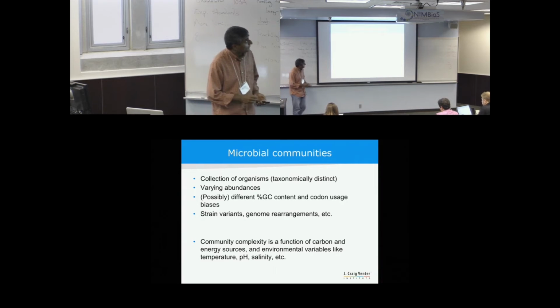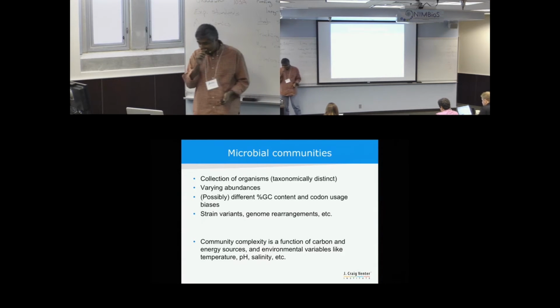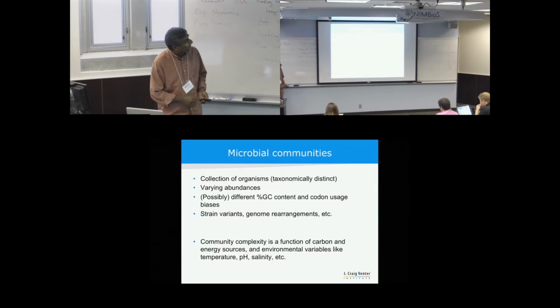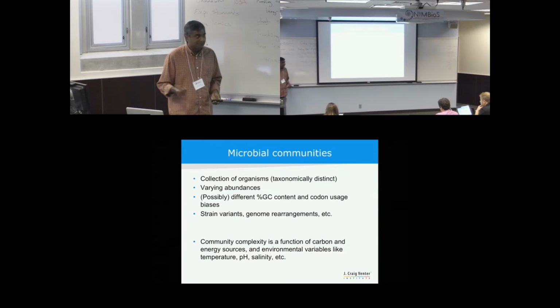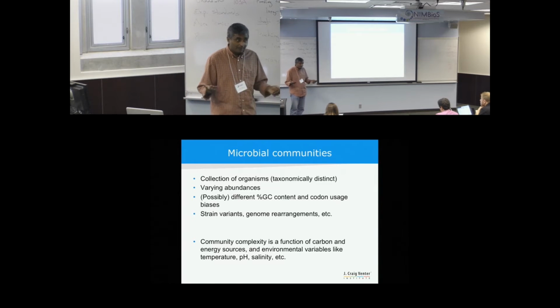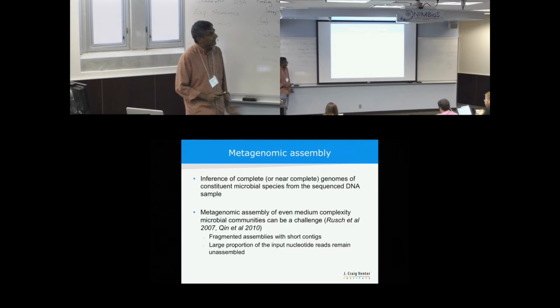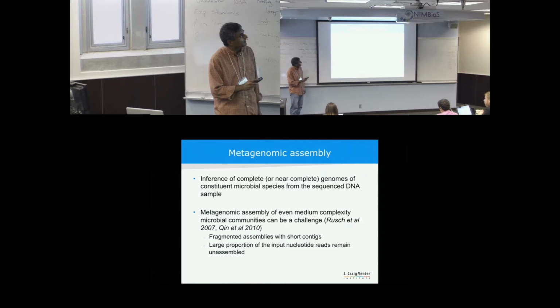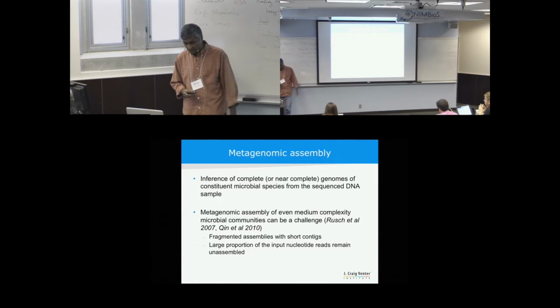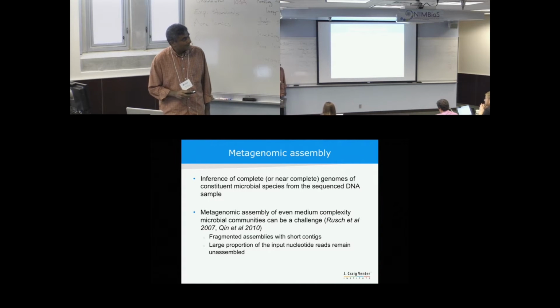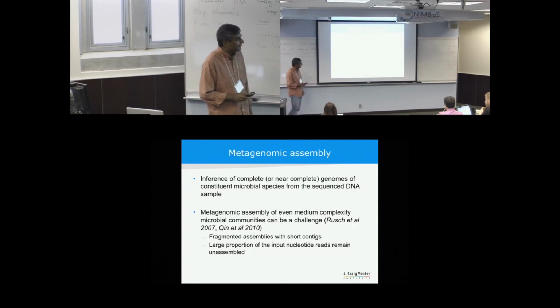So again, microbial communities, I think we're all familiar with this. Just to set the stage, often a collection of organisms, taxonomically distinct, with different abundance levels, and their genomic compositions can be quite different, depending on the available carbon and energy sources and the complexity of the community. And of course, one of the challenges in metagenomic analysis has always been this question of, can you infer complete or near complete genomes of species from the sequence samples? Again, downstream this has a lot of utility. But of course, we and others found, especially analyzing medium and more complex communities, that this has often been a challenge.